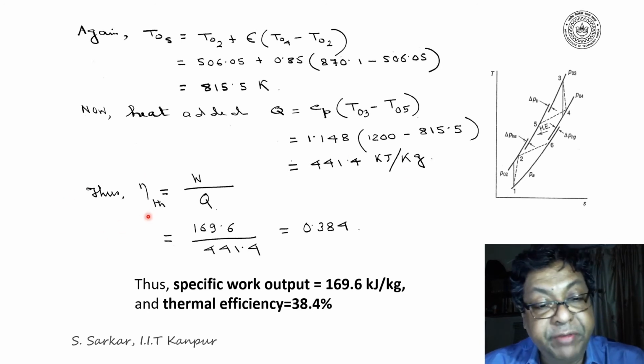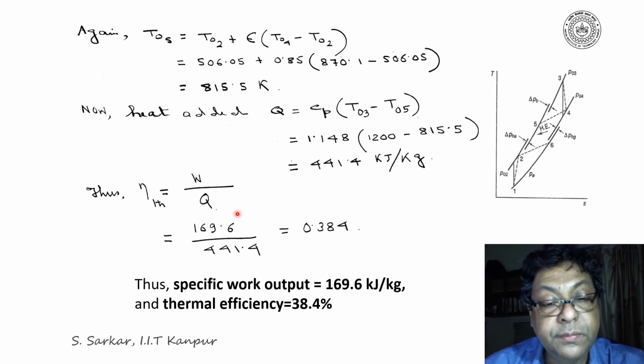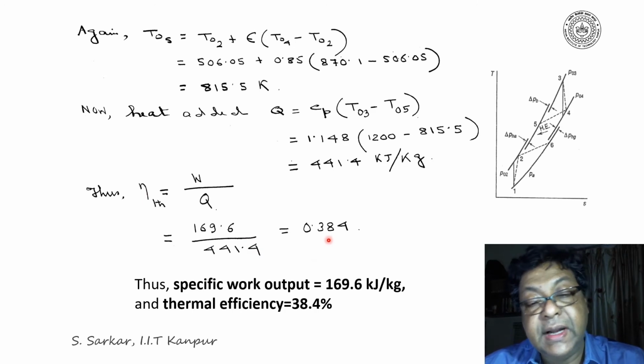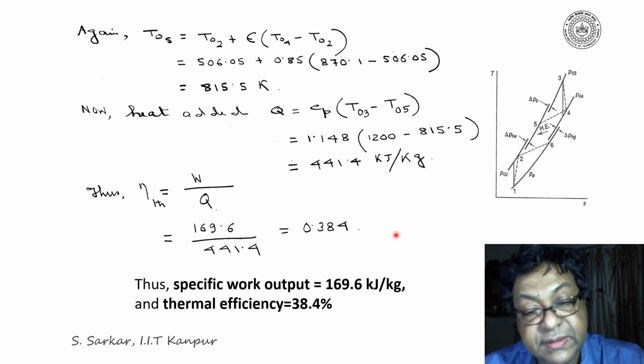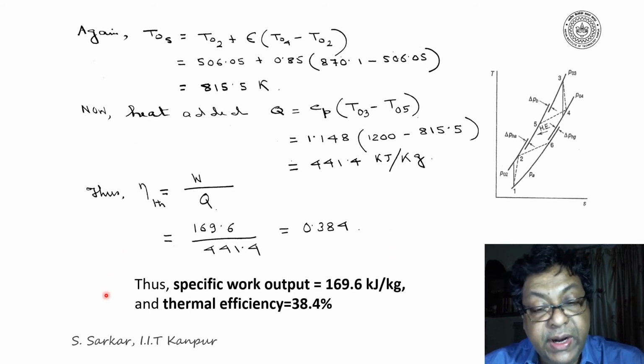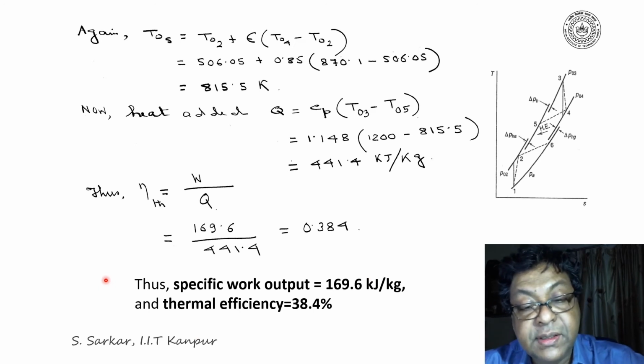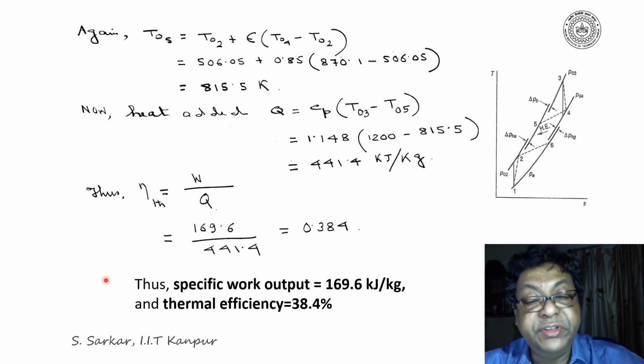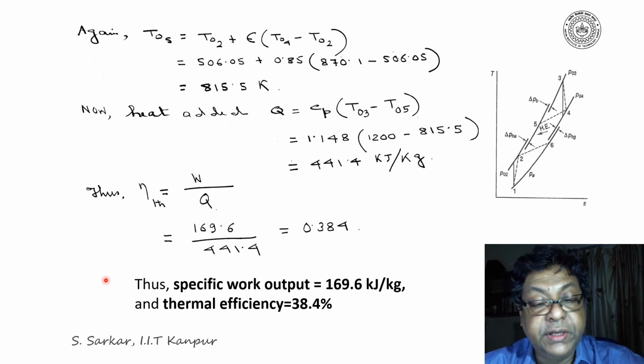Thus, thermal efficiency would be equal to W divided by Q. Now, W I have evaluated as 169.6 and Q as 441.4. So, thermal efficiency would be 38.4%. Okay, so here I have stated what I've got. That's the answer. The specific work output is equal to 169.6 kilojoule per kg and thermal efficiency as 38.4%.